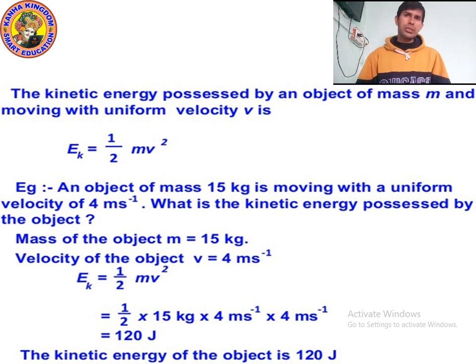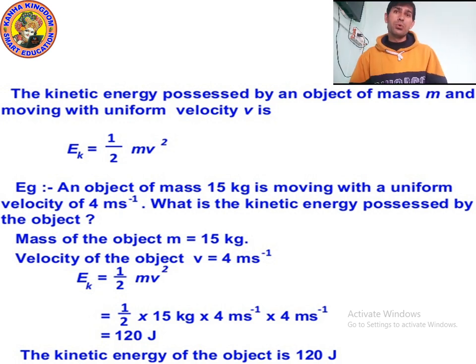So the question is, there is an object whose mass is 50 kilogram and it is moving very fast, with uniform velocity. So what is the velocity? The velocity is 4. So what will be the kinetic energy? What is the kinetic energy possessed by the object?